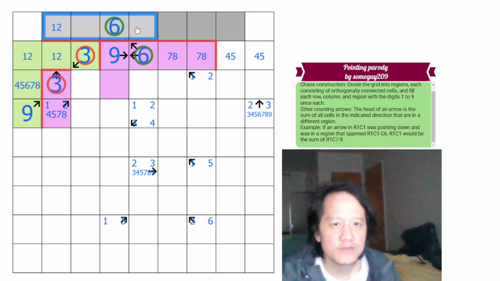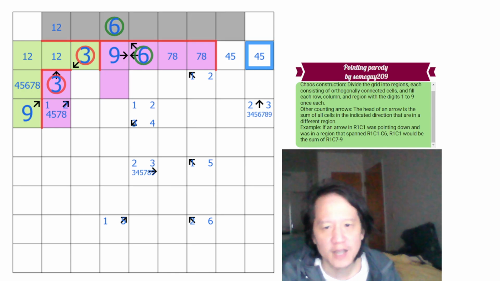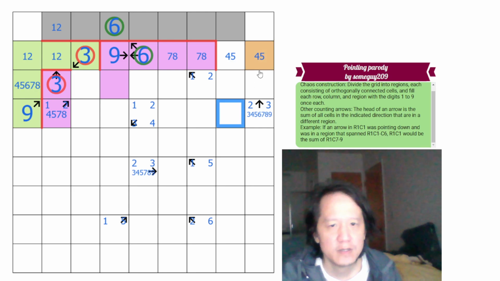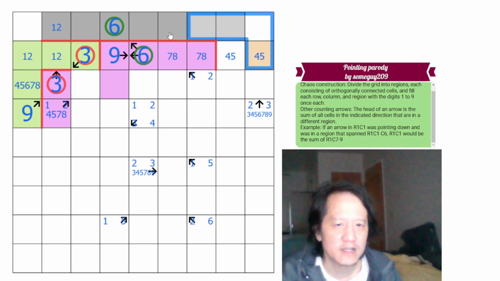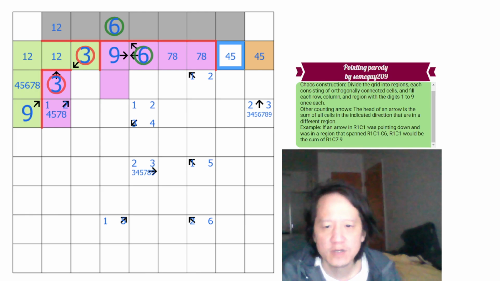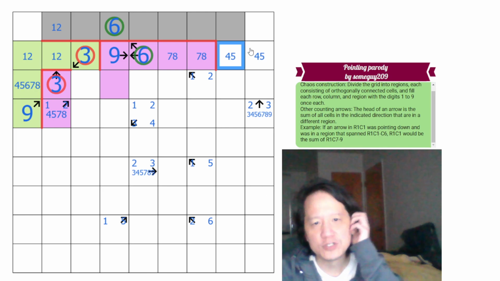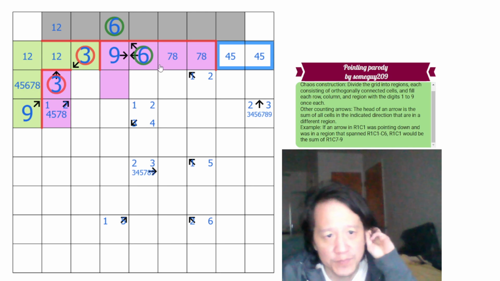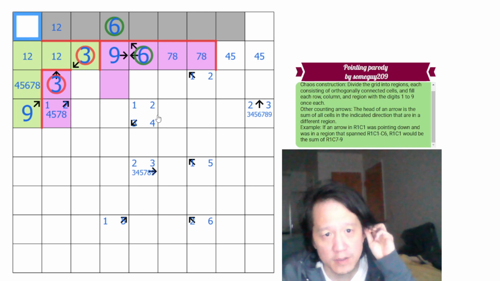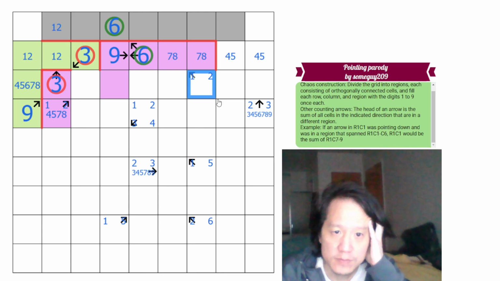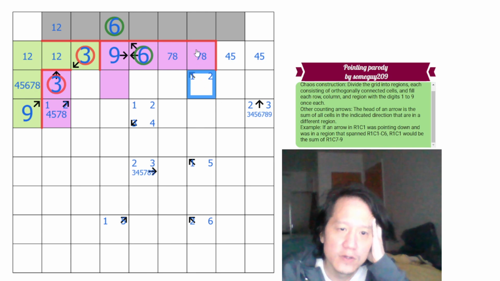Then 2, 3, 4, 5, 6, 7. So it cannot be 8 and 9. So this one's not gray. So we tried to have... actually, I guess it could be gray, and this would be a different one. Never mind. We just know that they're different. Yeah. And this could be green again. This could be 9, and then this would be 1 or 2.